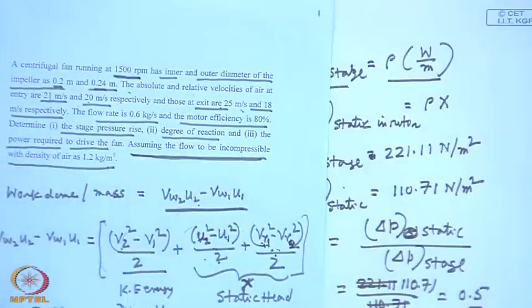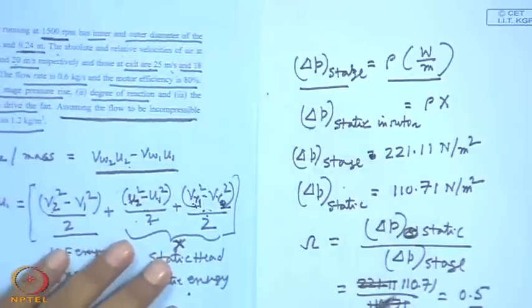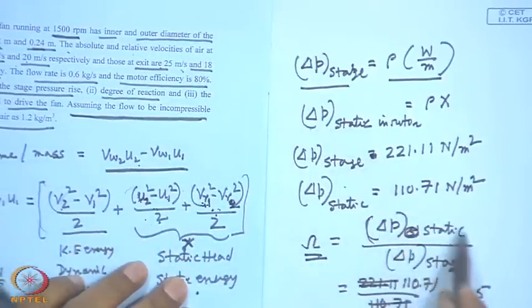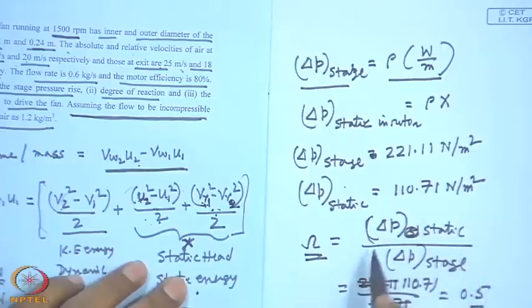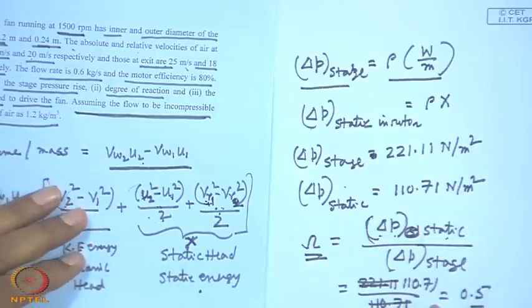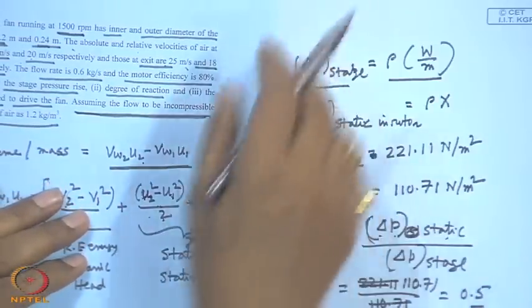In the case of centrifugal compressors and axial flow compressors, this was manifested in terms of the enthalpy change, where you considered the temperature change. But here, you consider the flow to be incompressible, with a constant density of air and no change in temperature. So this degree of reaction is better estimated by the definition we discussed for hydraulic machines, delta P static divided by delta P stage. So this is the same, and therefore we find this. Now next is the power required. What is the next one?